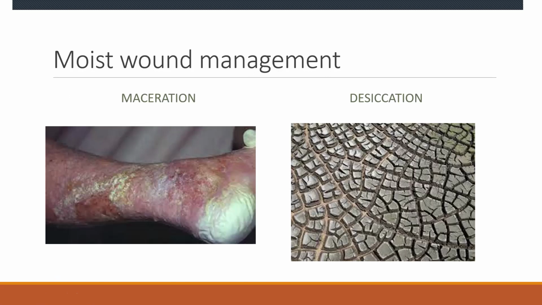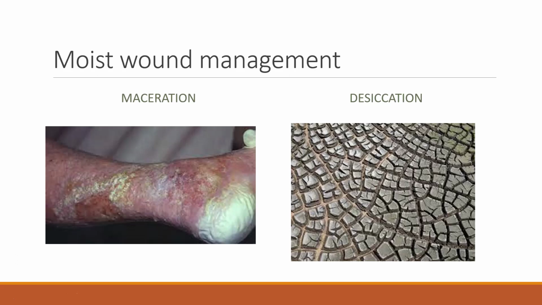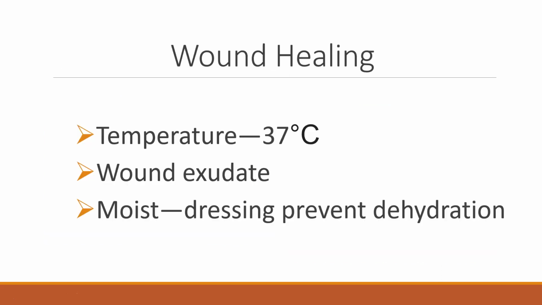But when there is too much moisture, it can cause maceration. When the skin is too dry, it will cause desiccation. So that's the difference. We want your wound to be managed under appropriate moisture, not too dry and not too moist. Okay, so 37 degrees, to keep it. If we can cover it with the proper dressing, then definitely we can keep it at about 37 degrees.